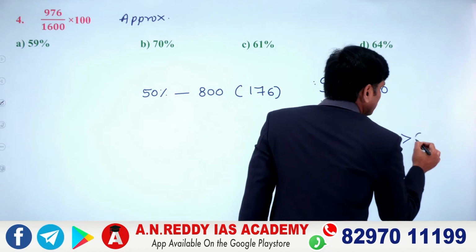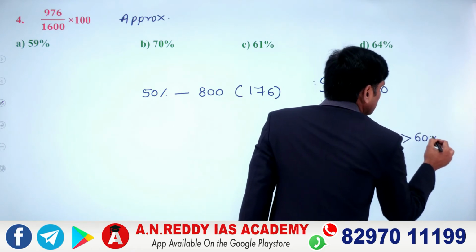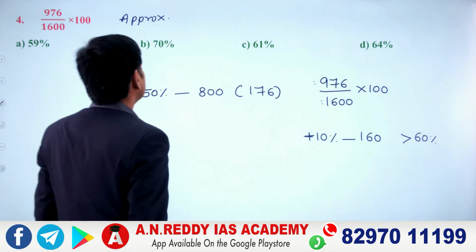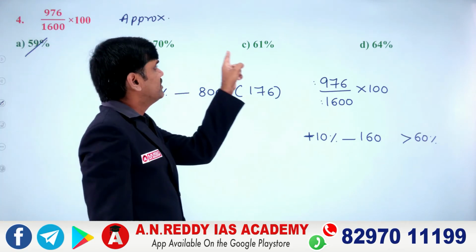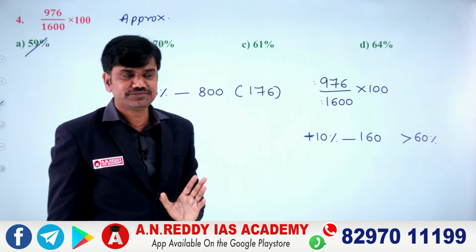Look at the options which are greater than 60%. So check the options which are greater than 60. This is not my answer. My answer can be anything like 70 or 61 or 64.